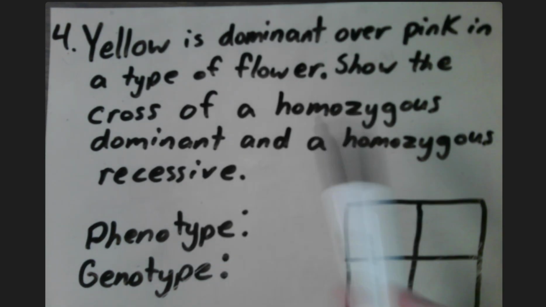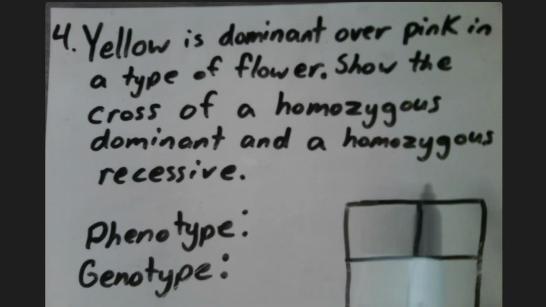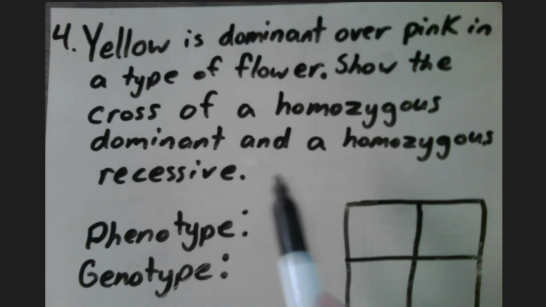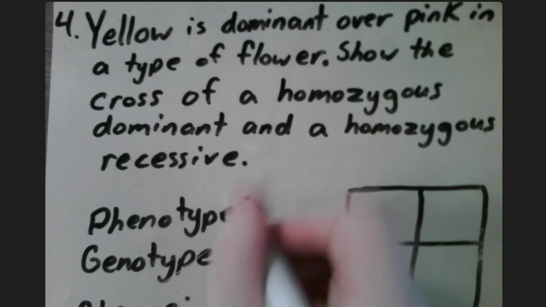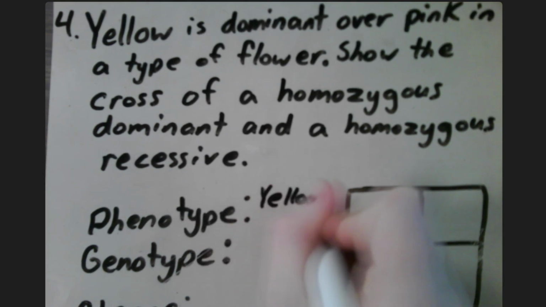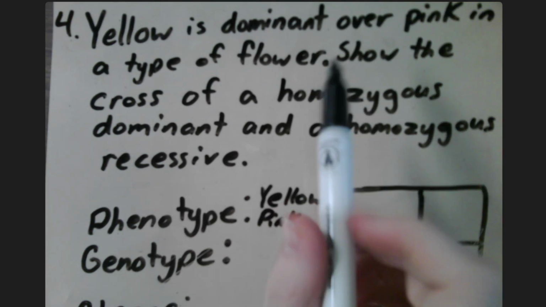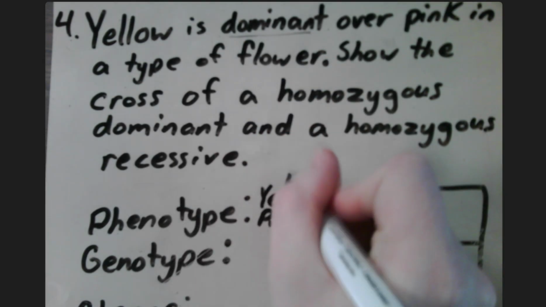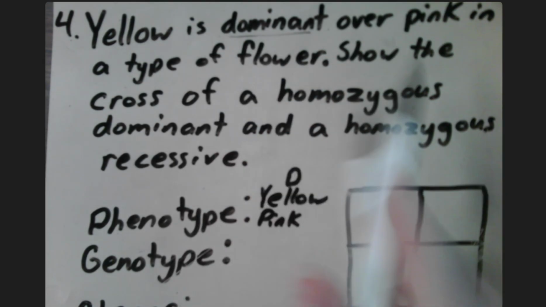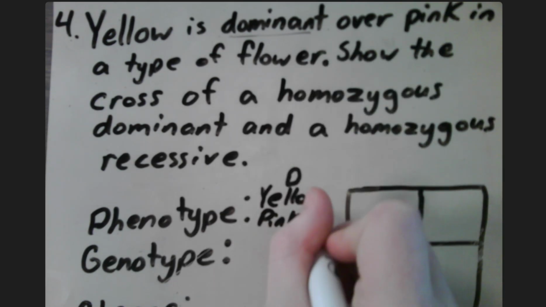Yellow is dominant over pink in a type of flower. Show the cross of a homozygous dominant and a homozygous recessive. All right, so let's start with our phenotype. Our phenotype is our characteristic. In this problem, we have the yellow is one and pink is the other. We're going to go ahead and tell which one is dominant. Yellow is dominant, so I'm going to put a capital D above our yellow, and our recessive is pink. I'm going to put a lowercase r next to it.